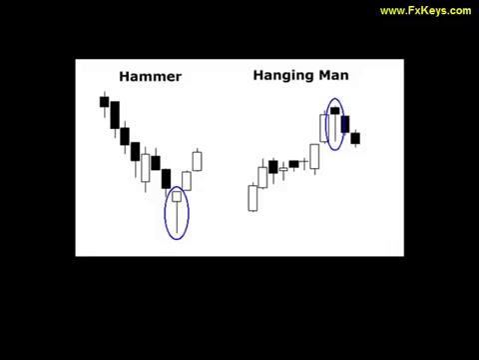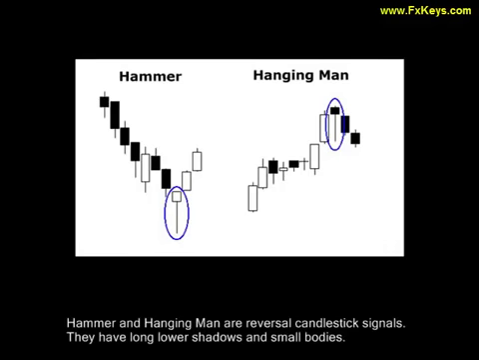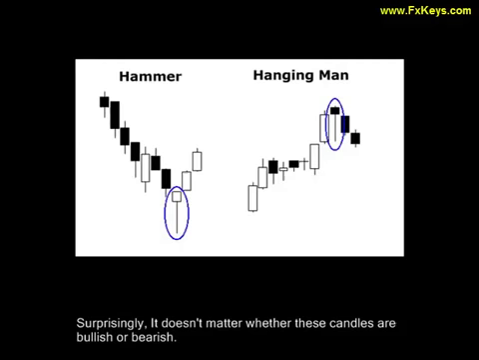Hammer and hanging man. Hammer and hanging man are reversal candlestick signals. They have long lower shadows and small bodies. Surprisingly, it doesn't matter whether these candles are bullish or bearish.